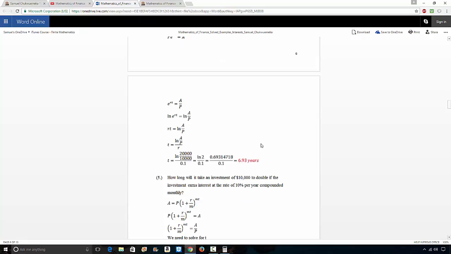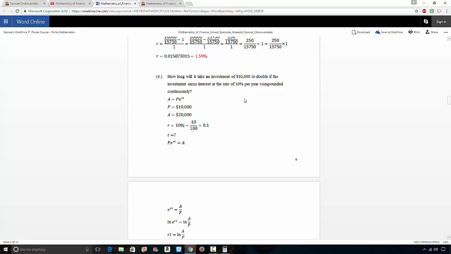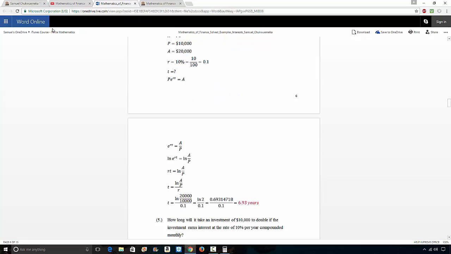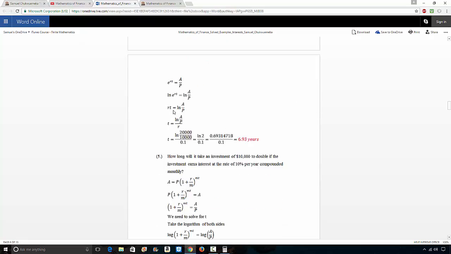Let's see here. Another question. Now, with this time here, the next question: how long will it take an investment of $10,000 to double if the investment earns interest at the rate of 10% per year, compounded continuously? So this is continuous compound interest. We have done it in the videos on that. So this is the formula here that we are going to use.